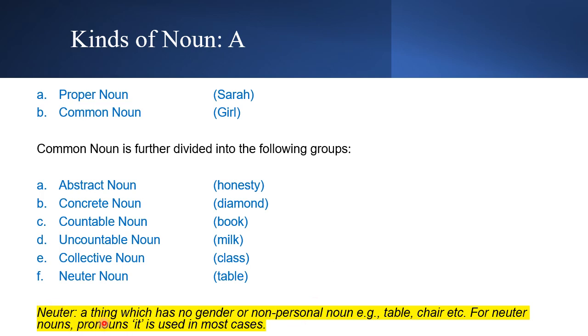A thing which has no gender, or a non-personal noun, for example table, chair, is called a neuter noun, and they mostly take the pronoun it with them. For example, it is a table, or this is a table is fine, but it is used for them.